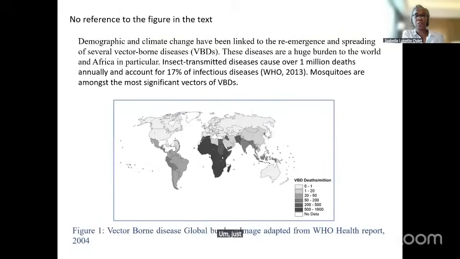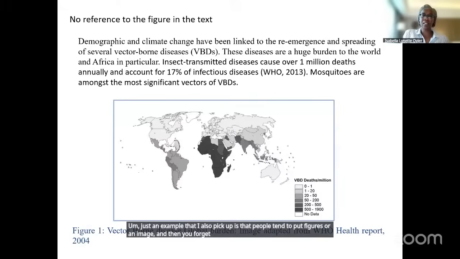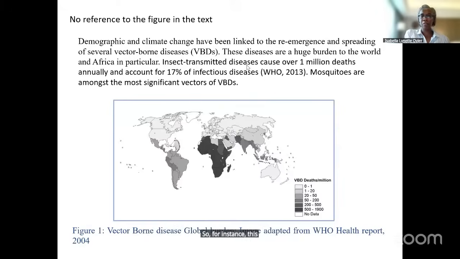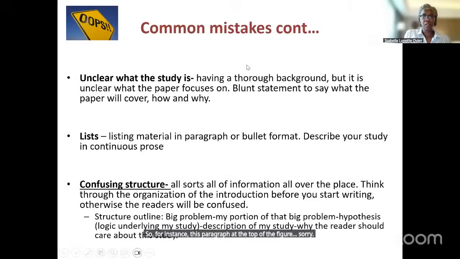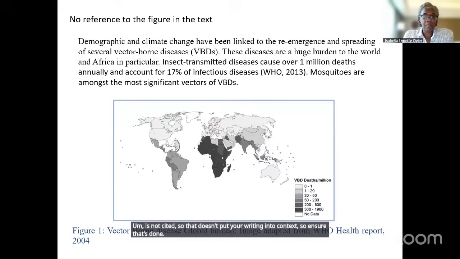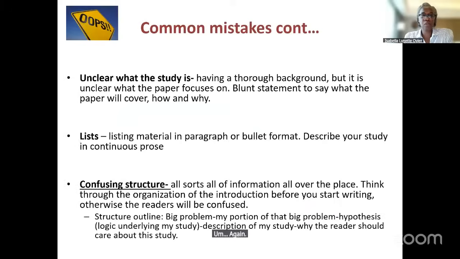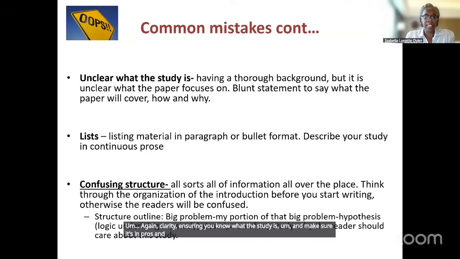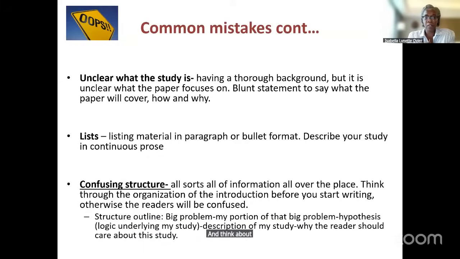Just an example that I also pick up is that people tend to put figures or an image and then you forget to cite it in the text. So for instance, the image at the top of the figure is not cited. So that doesn't put your writing into context. So ensure that's done. Again, clarity, ensuring you know what the study is, and make sure it's in prose and not as a list. And think about the outline that was said. So just having some structure to it so it's not confusing.